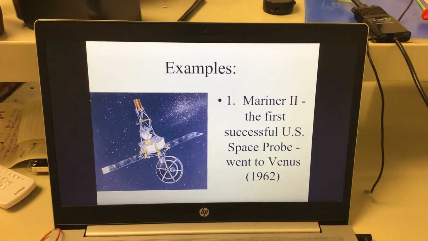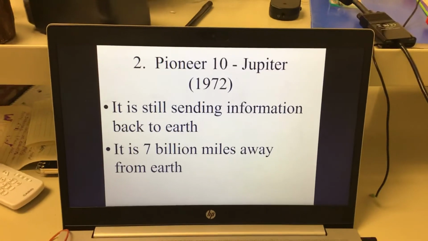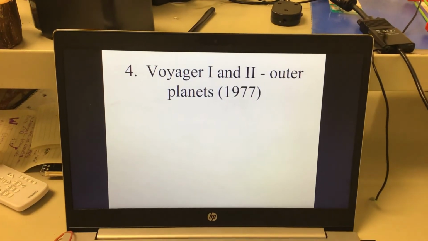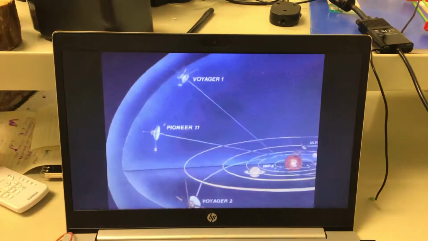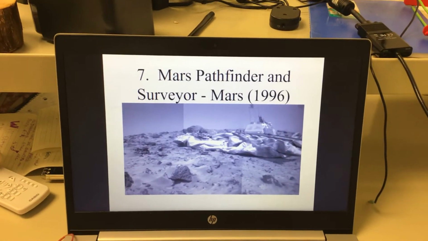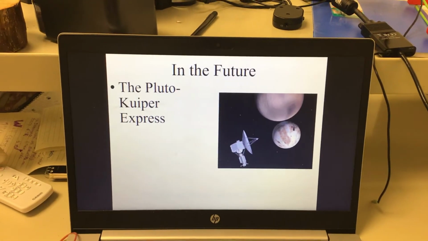Examples, the Mariner 2, you don't need to write this, went to Venus. Pioneer 10 went to Jupiter. Viking 1 went to Mars. Voyager to the outer planets. Another Jupiter, Magellan Venus, Mars Pathfinder. Tons of them.